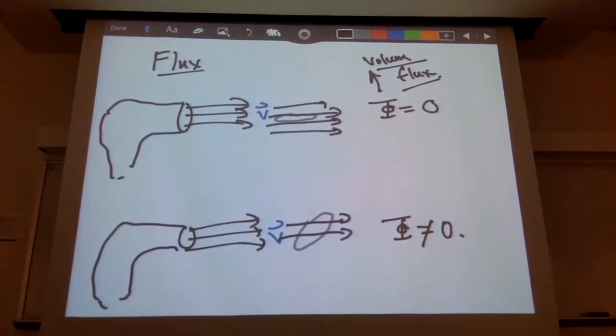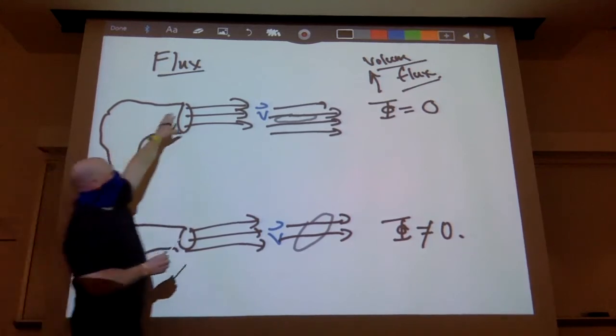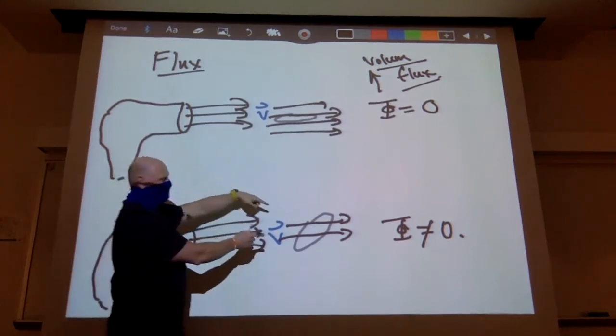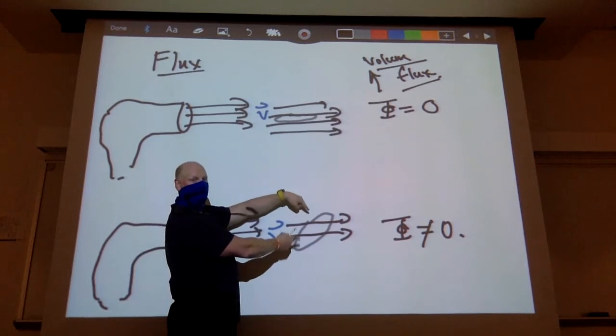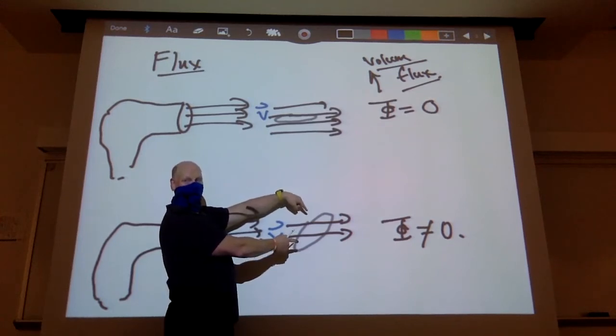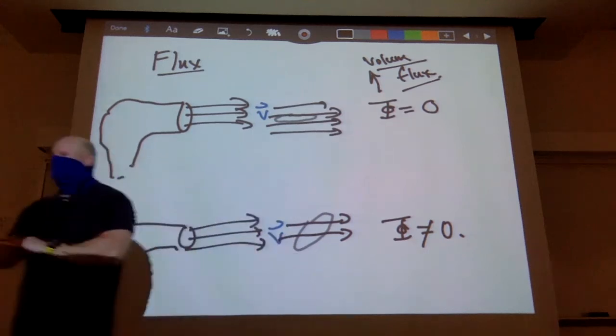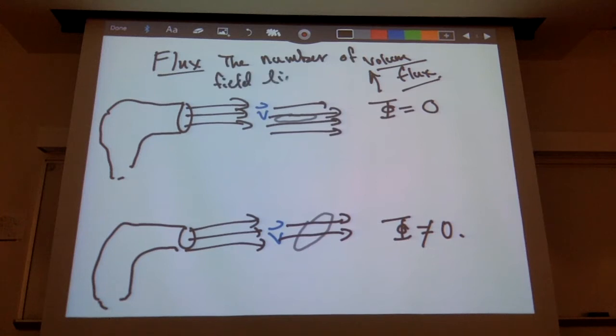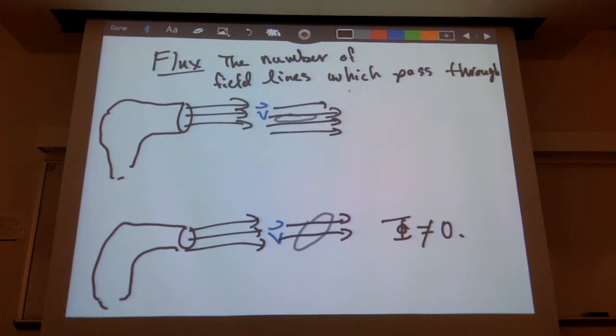Okay? So if I think of this as a velocity vector field blowing in this direction, we could say the flux is basically equal to the number of field lines which pass through the surface of this wand. This is what the flux actually means. So flux, by definition, is equal to the number of field lines which pass through the area.